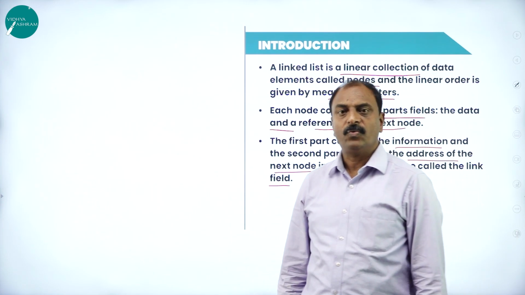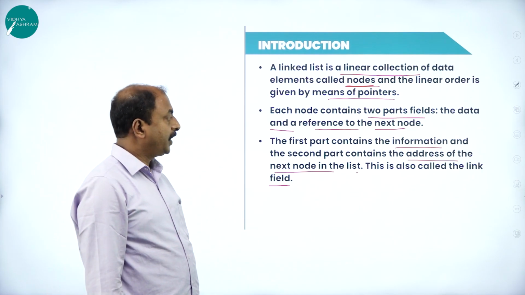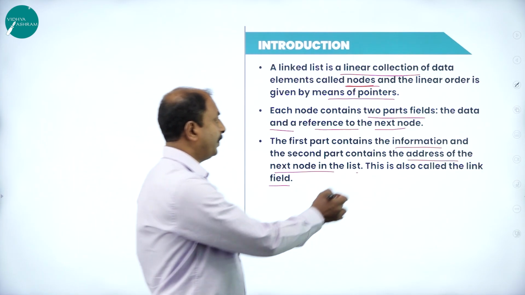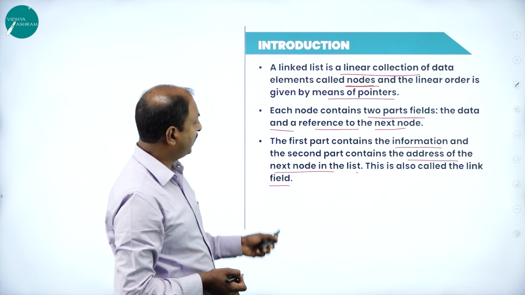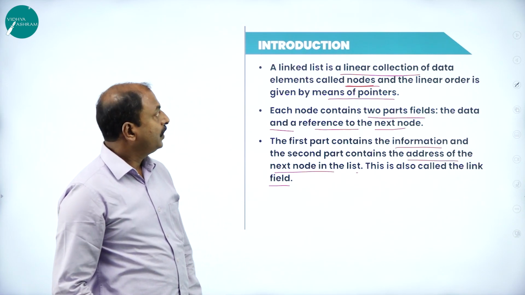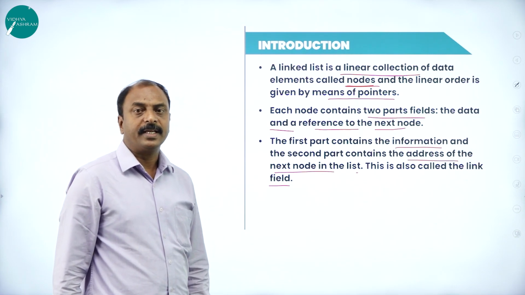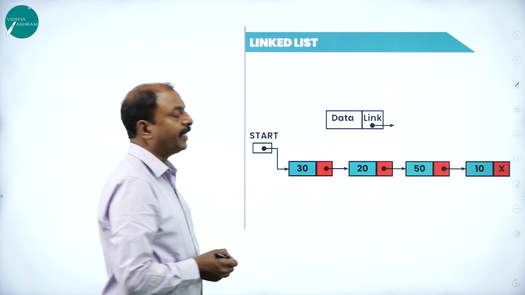There are two fields. One is data field and second one is address field. So data field is nothing but the information part of it, and the address field, or it is also called as link field, it contains the address of the next element. So this is the definition of a linked list. In the next slide, we see how we represent a linked list.